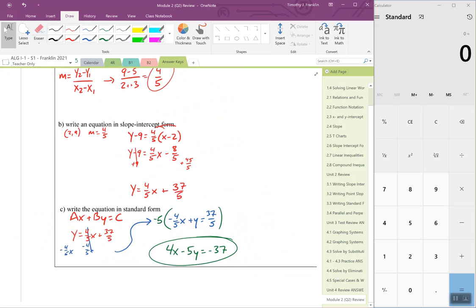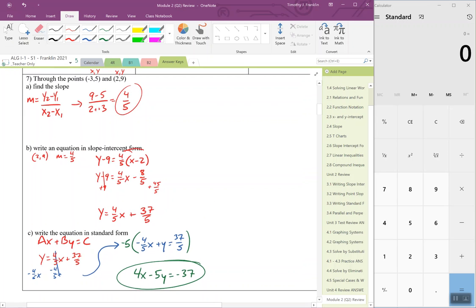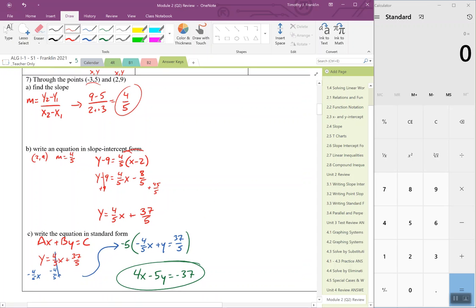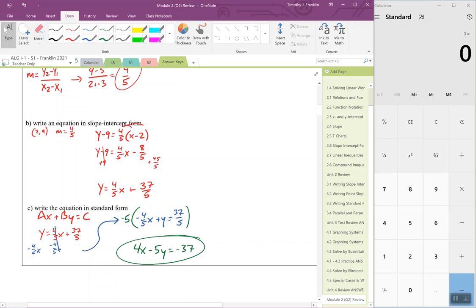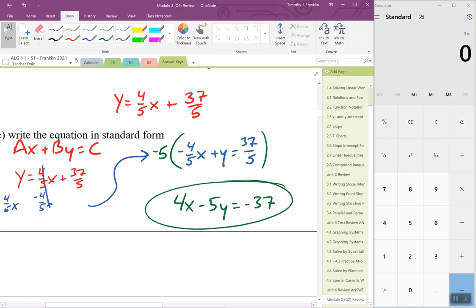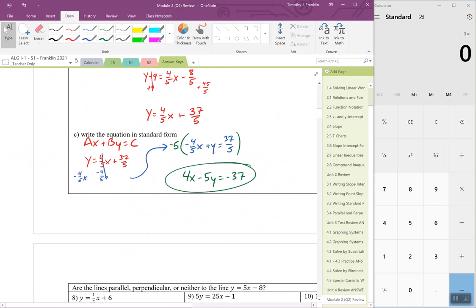And you can always check this answer with the points from the first one. If you plug in negative 3 and 5 for x and y here, we get negative 12 minus 25, that is negative 37. And then 2, 9, we get 8 minus 45, that's negative 37 as well. So it does work out. We did get the correct equation there.